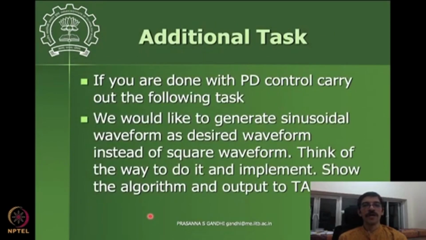This is some additional task you can think about. If you want to generate a sinusoidal waveform as the desired waveform instead of the square waveform we have seen here, how do you do it and implement it in the interrupt service routine? This is an algorithm one can think about, an extra task that you can think about and do.